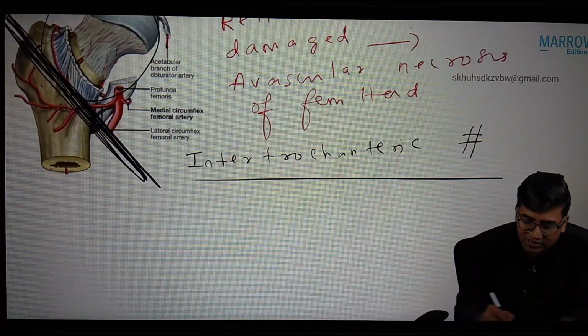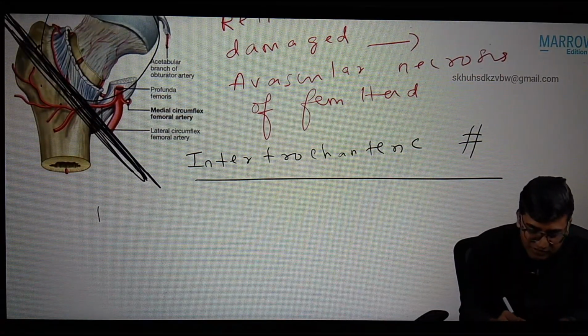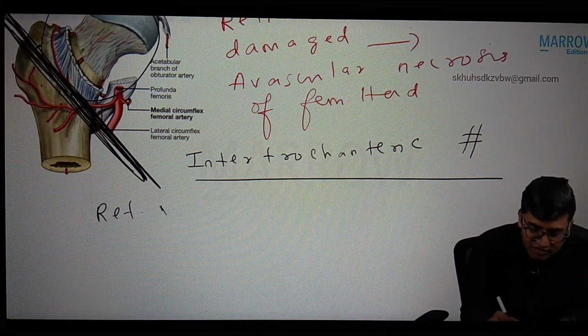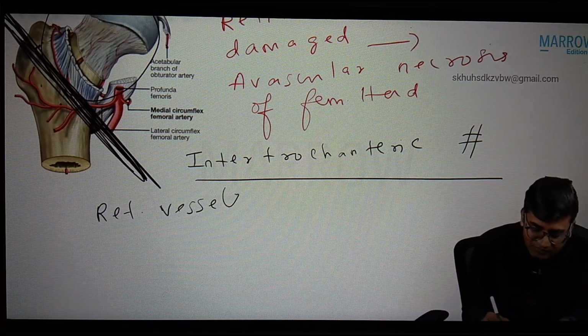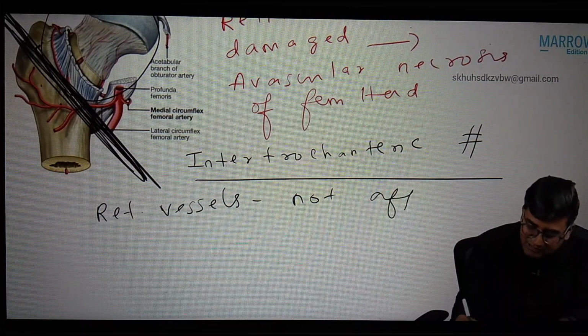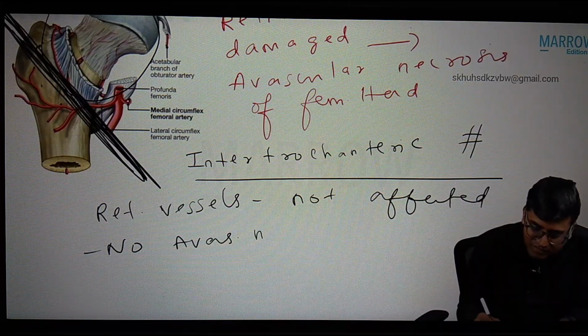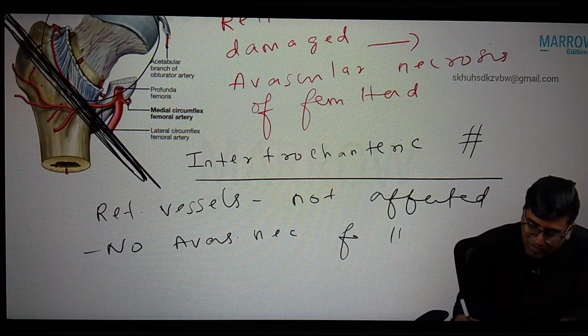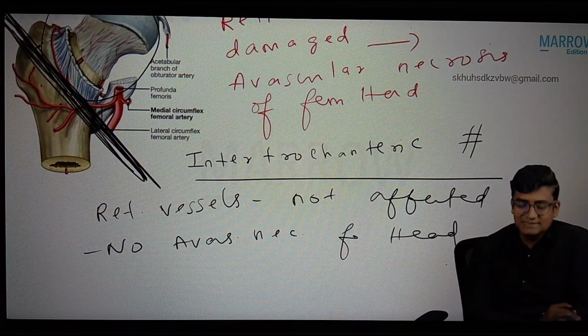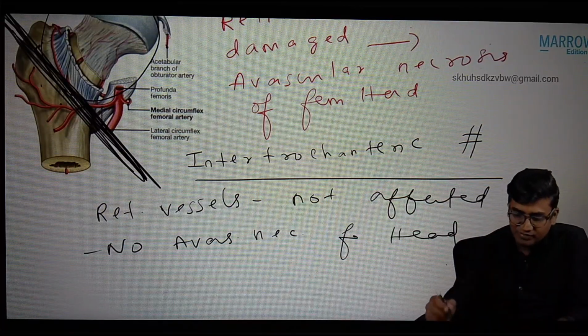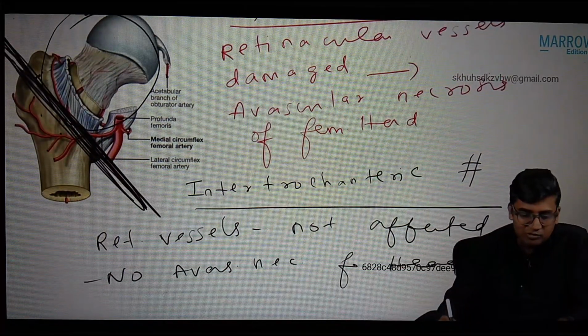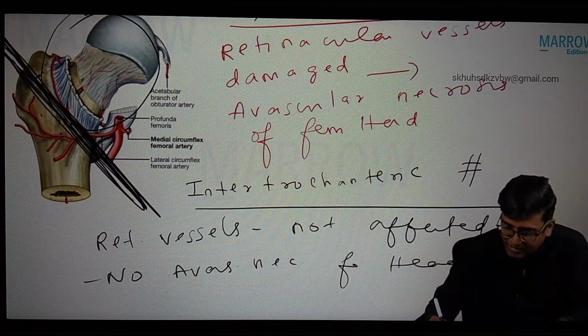Very important. In the intertrochanteric fractures, very good, the retinacular vessels are not affected. So no avascular necrosis of femoral head. Okay, right. Over. So these are the points about the blood supply of the femoral head.